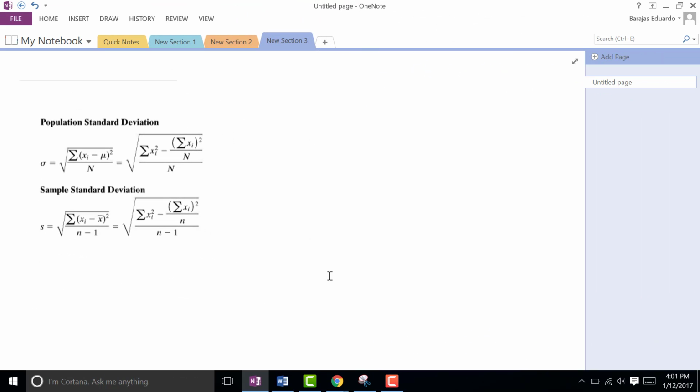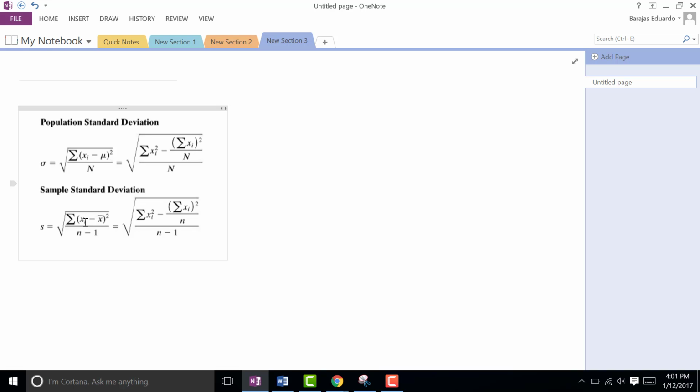Okay, the book provides two different equations. One of them is this one up here, and then the one we're working with right now is this one right here. So what is the difference? As the title here implies, this is the equation we use when we're working with a population, and this is the equation we use when we're working with a sample.